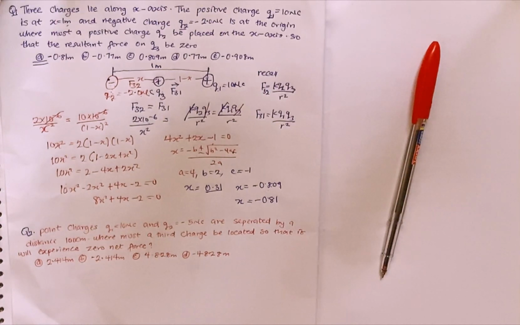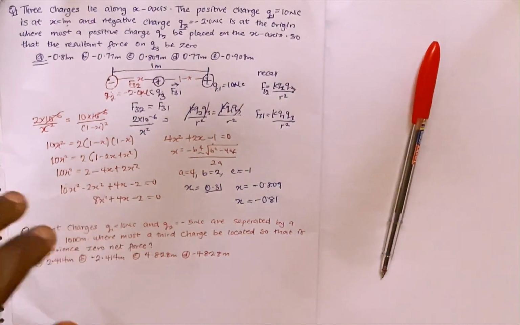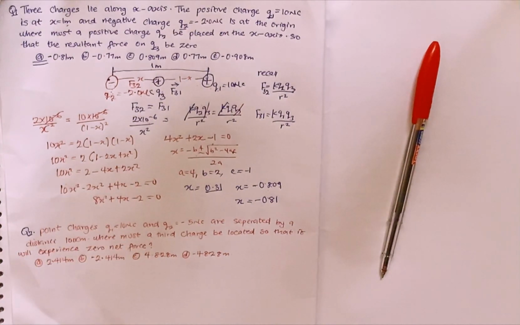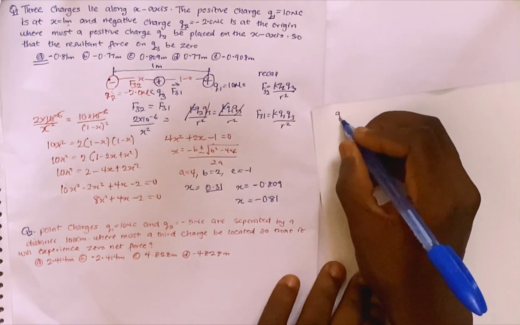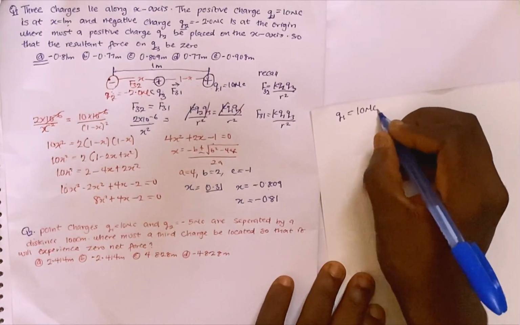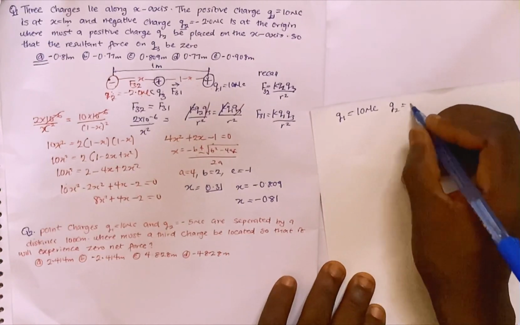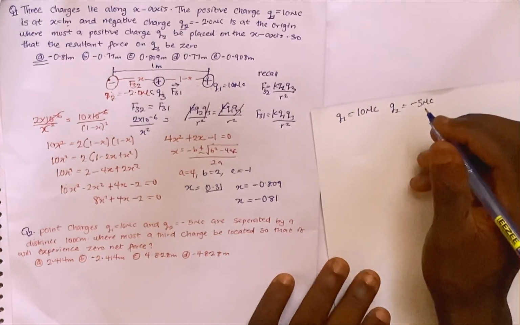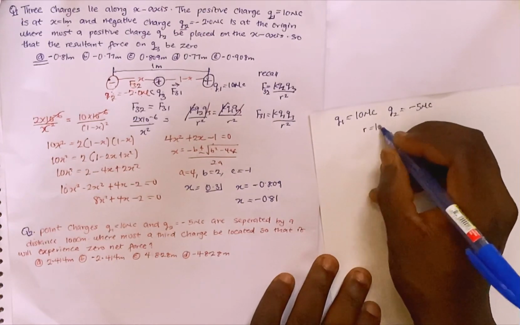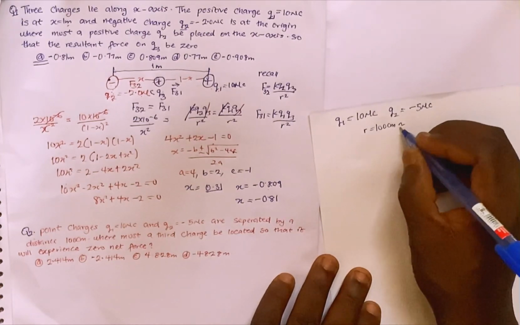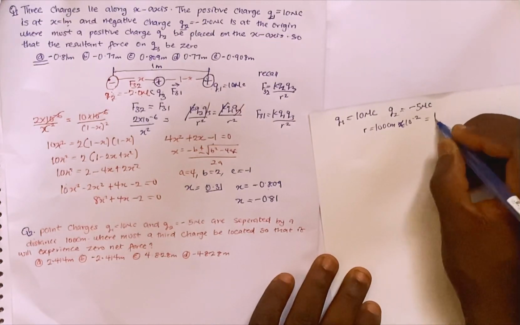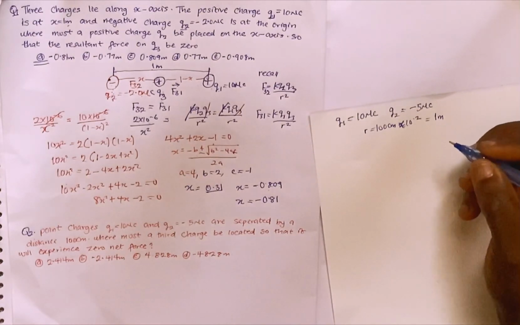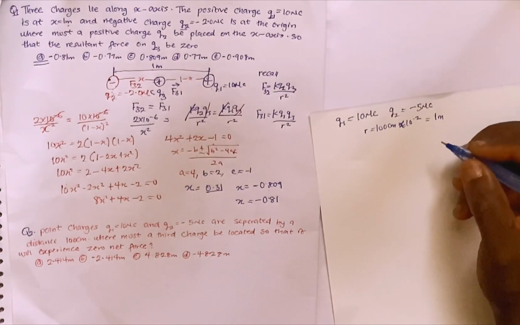The second question I'm having here says, if point charges Q1 equals 10 microcoulomb, I'm having my Q1 to be equal to 10 microcoulomb, right? Then my Q2 to be equal to negative 5 microcoulomb. As separated by a distance, the distance between them, that's R equals 100 centimeter, which is approximately 1 meter. Then where must a third charge be located so that it will experience zero net force?